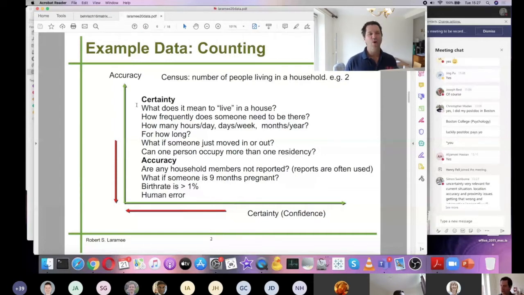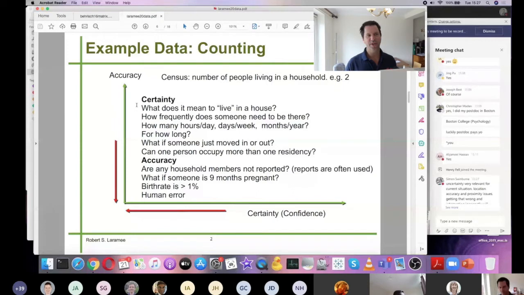Also, how long do we have to live somewhere in order to be counted in a house for a census? Do we have to live there for a day? A week? A month? I think the legal definition might be 6 months, but I've forgotten.